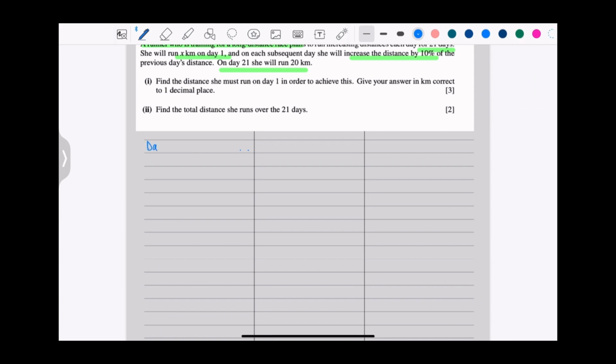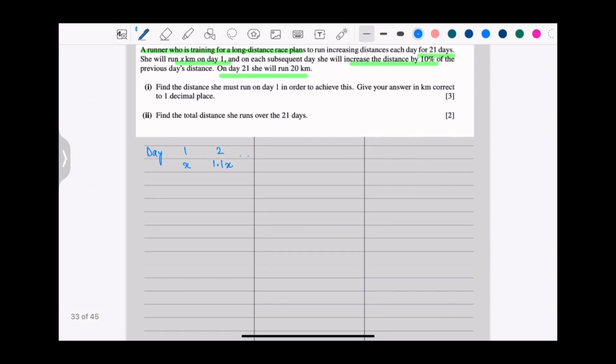Day 1 is x, day 2, if it is increasing 10% from x, is going to be 1.1x, because 10% of x is 0.1x, and adding to the previous value makes it 1.1x. And until the 21st day, which is 20 kilometers, that's what she ran. And we need to find the value of x according to the question.